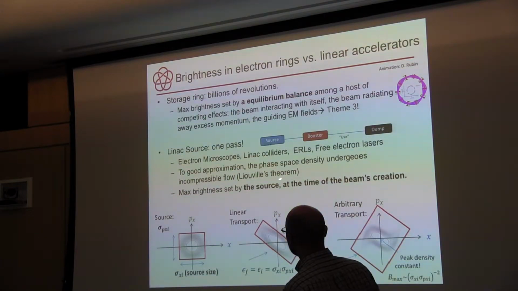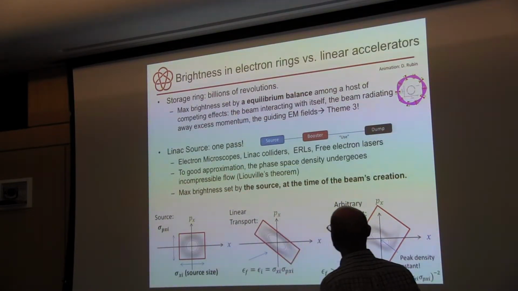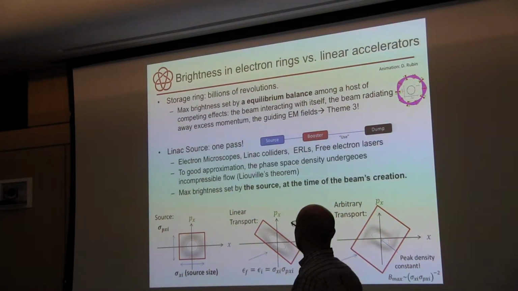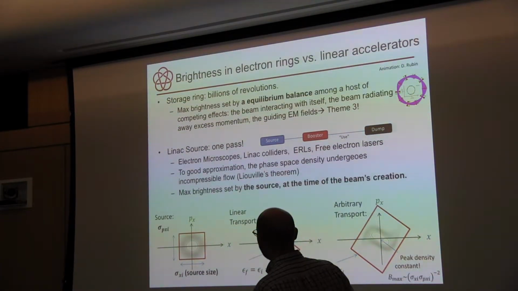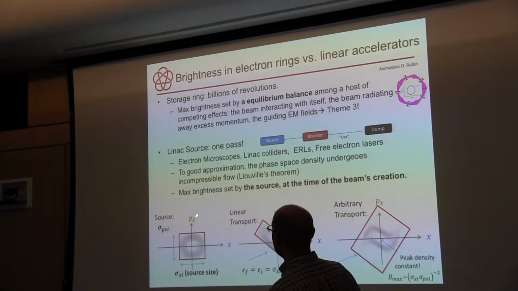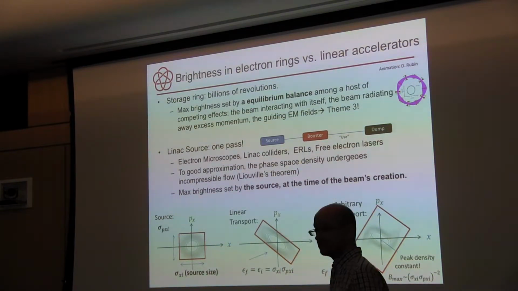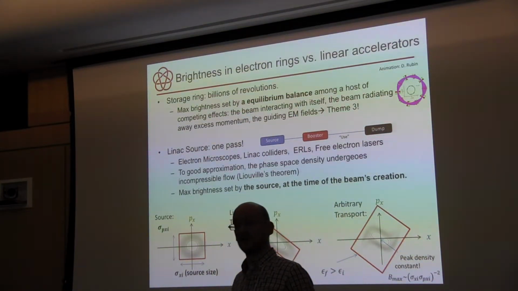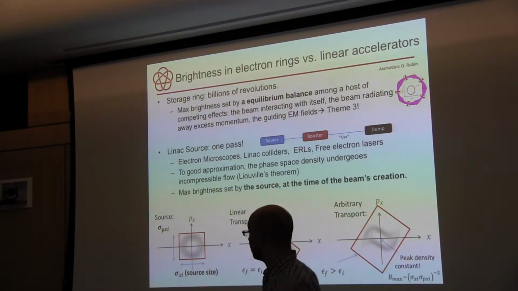Examples of linacs are electron microscopes, linac colliders, energy recovery linacs, and, for the most part, free electron lasers. To a good approximation, the phase space density undergoes incompressible flow, or Liouvillean flow. If this is the case, then the maximum brightness we could ever have, the maximum phase space density, is the maximum phase space density at the source at the time of the beam's creation. This is why, for linear accelerators, the source is so important.